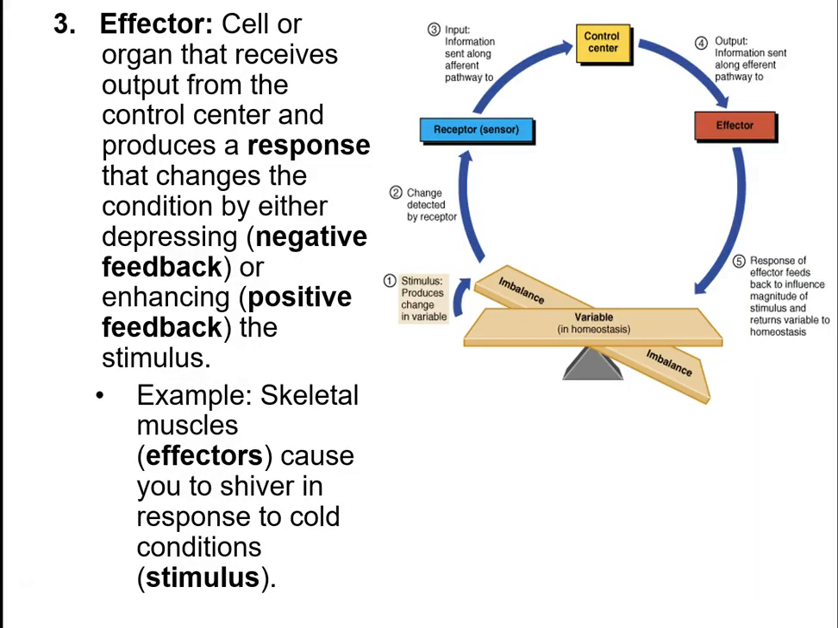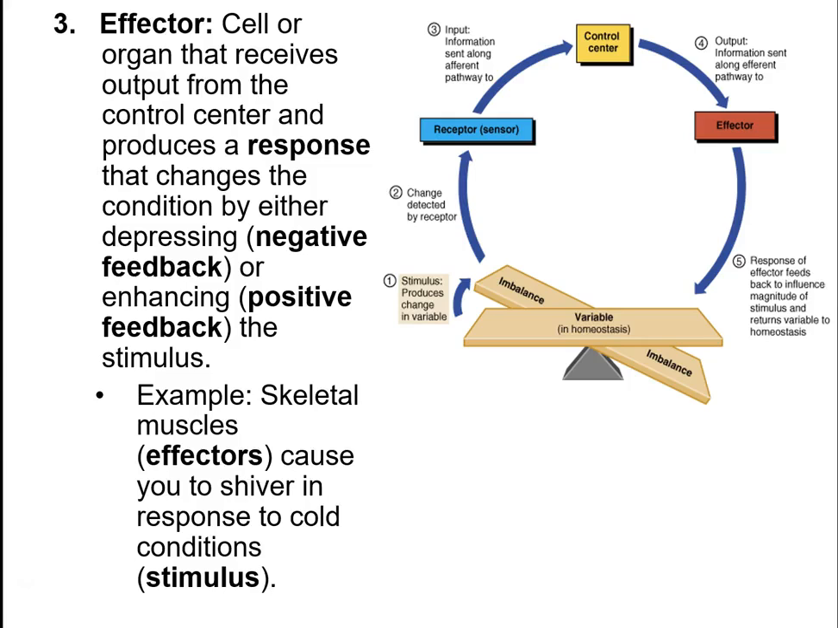And then our third component of these feedback loops is the effector. So this is whatever cell or organ is getting that output. It is whatever's getting that nerve impulse or chemical signal and actually produces that response to change the condition, raising blood sugar, lowering body temperature if you're running a fever or anything like that.